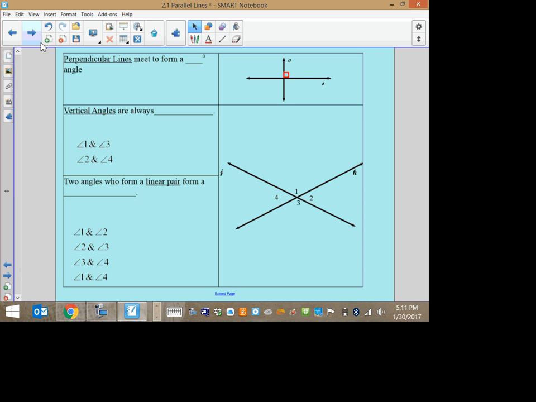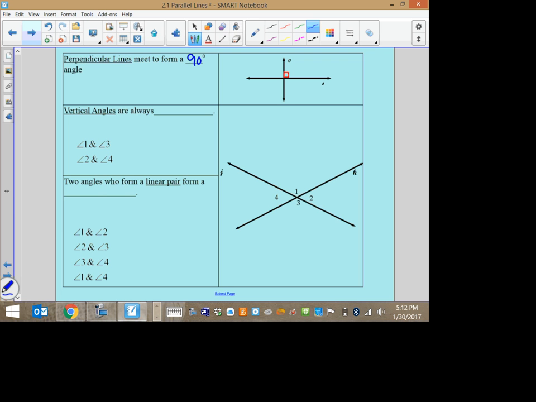Now we're going to talk about perpendicular lines. Perpendicular lines meet to form a 90-degree angle. You guys have seen this before. I think we talked about it in previous lessons. You've worked with right triangles and perpendicular slopes, but they form a right angle.